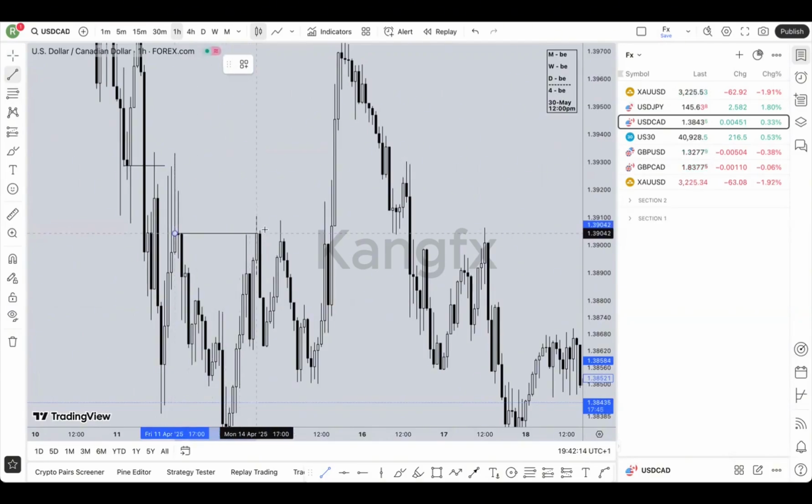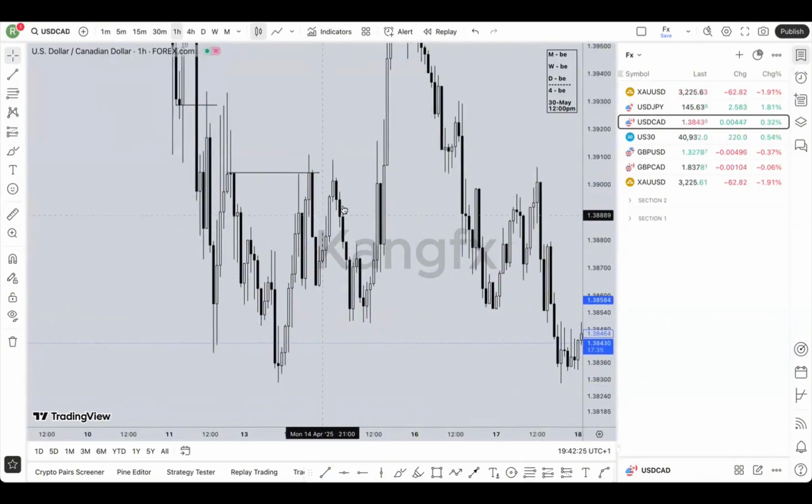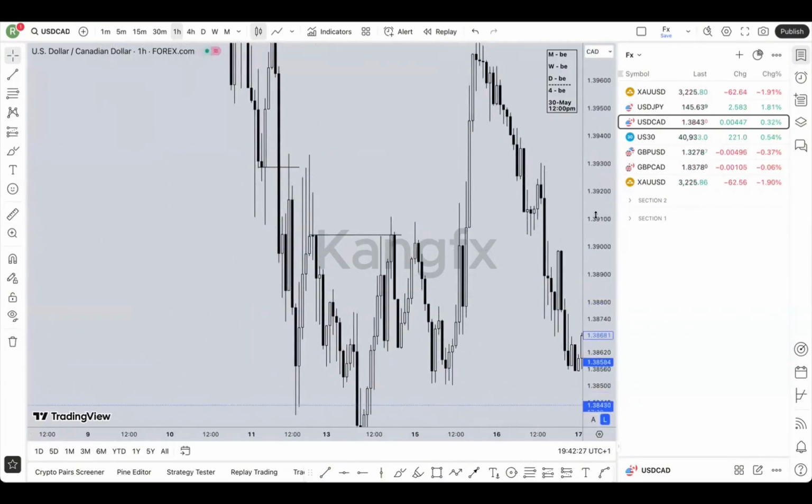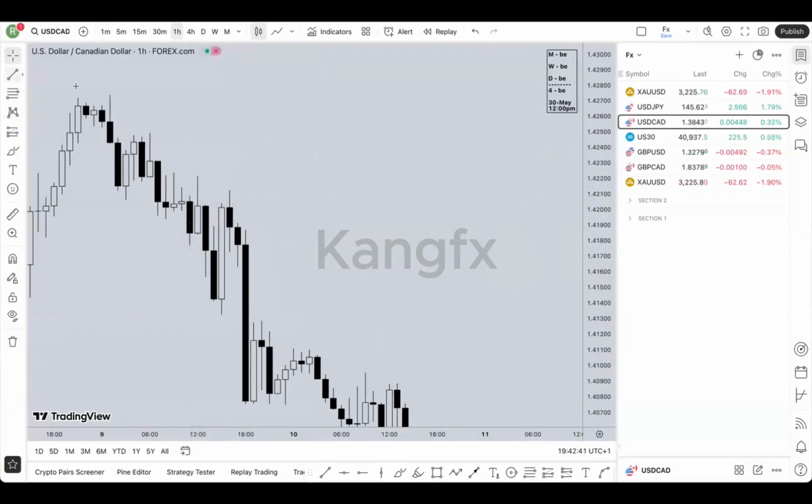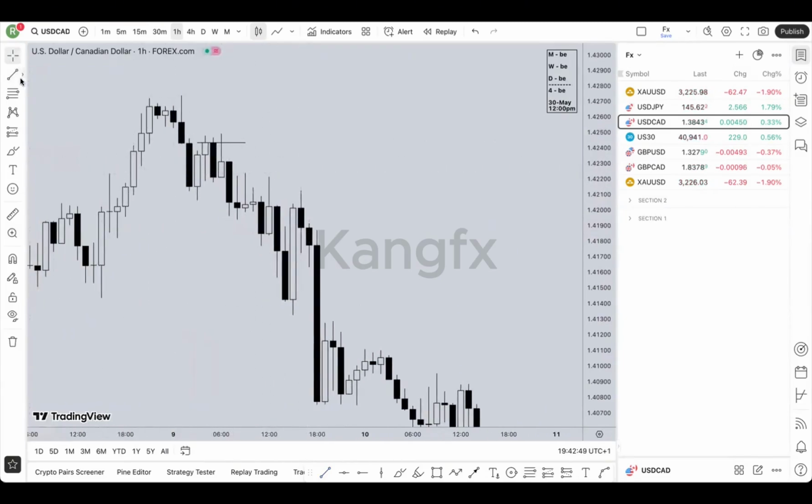You want to do something like rejection here and a breakout down here. And it came back to equilibrium. Equilibrium should be here, then dropped. This was another perfect one. I'm showing things that are perfect and they work very well. This was another perfect one here. Rejection, breakout. We expected it to come back here, but it did not come back.